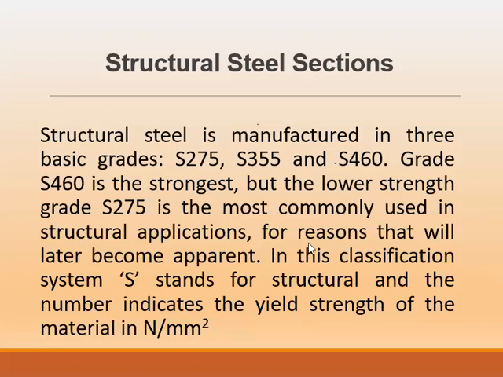So according to British standard BS 5950 part 1 of 2000, the one that I gave you through your email, we say that structural steel is produced in 3 structural grades. These are called S275, S355, and S460. So this one here, S460, is the strongest among the 3. And the lowest grade of steel is S275.